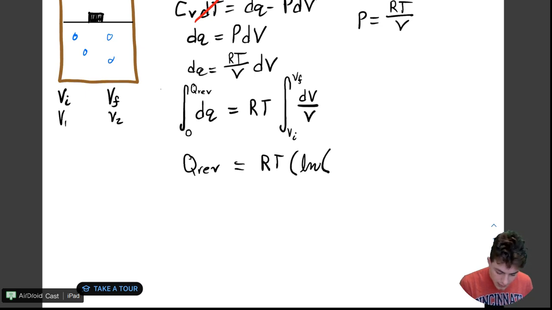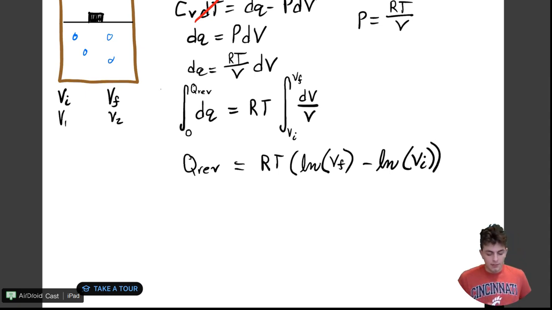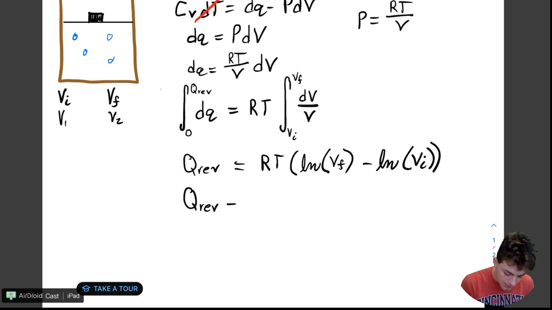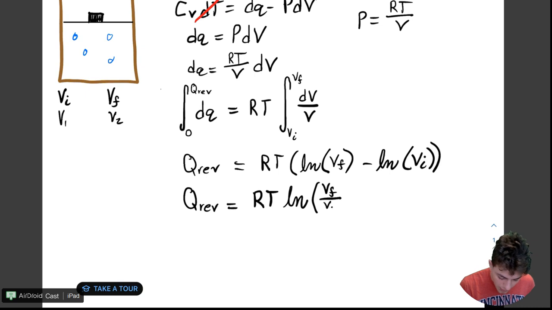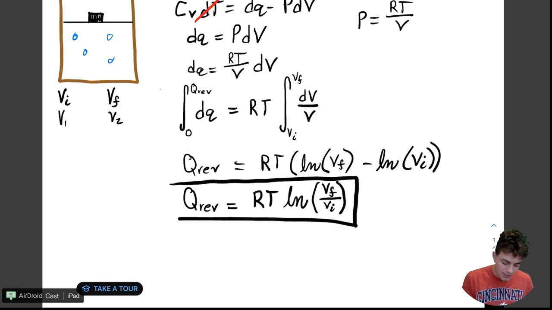Let's see, ln of Vf minus natural log of initial volume. With this relationship, we can go ahead and use our logarithmic rules to write Q reversible as being related to the gas constant times the temperature times the natural log of the final volume over the initial volume. And this is the expression that we were attempting to derive here.